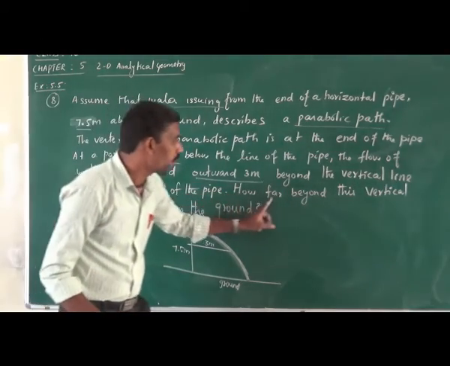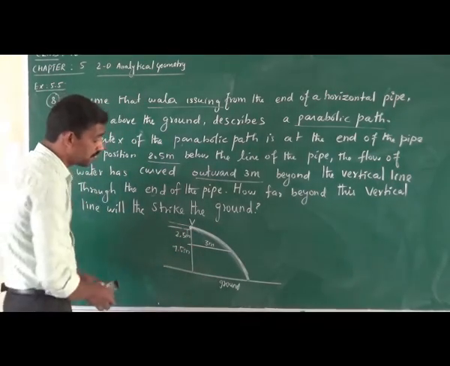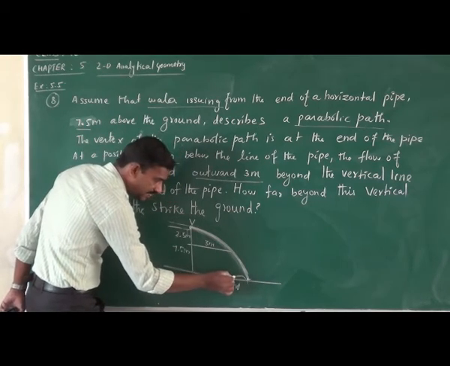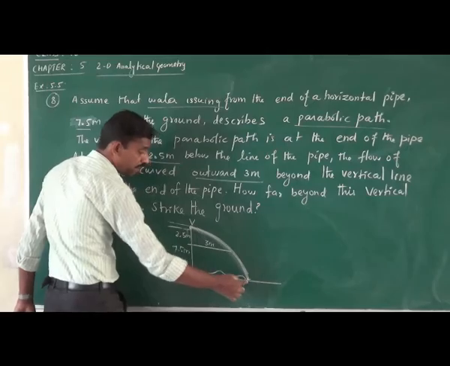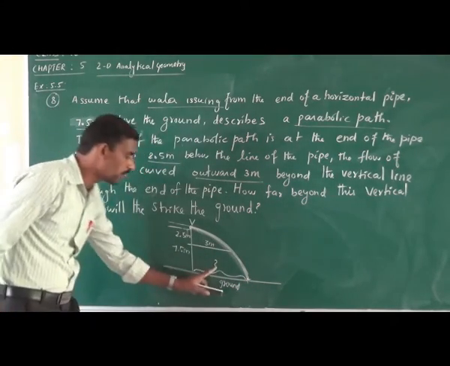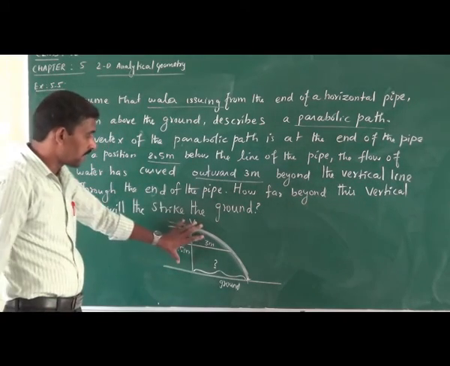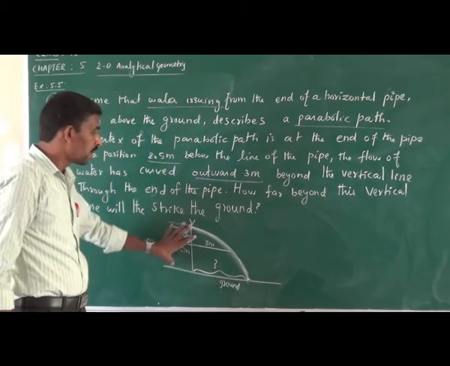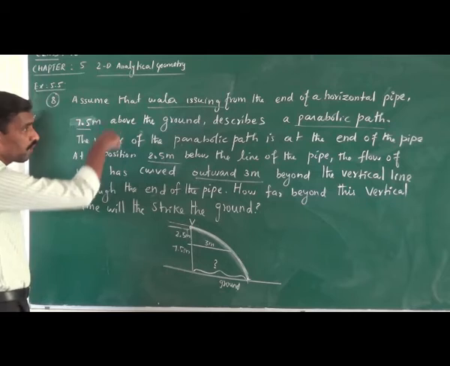So now, how far beyond this vertical line will the water strike the ground? Now the question is, the water strikes the ground, so what is the distance of this one? The distance from the vertical line to where the water strikes the ground, we want to find out. Now we want to imagine that this is a parabola opening downwards, right? Now this parabola I am going to draw neatly. So I have the question here.